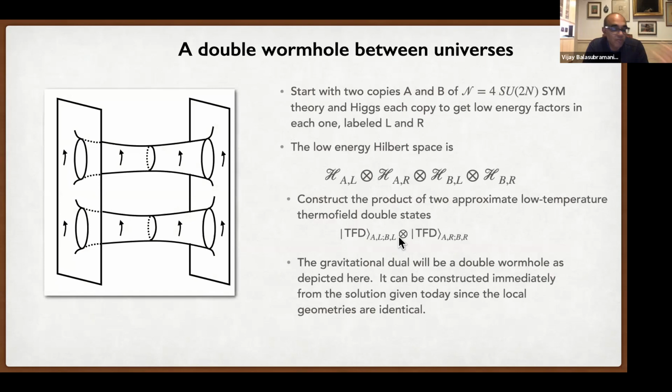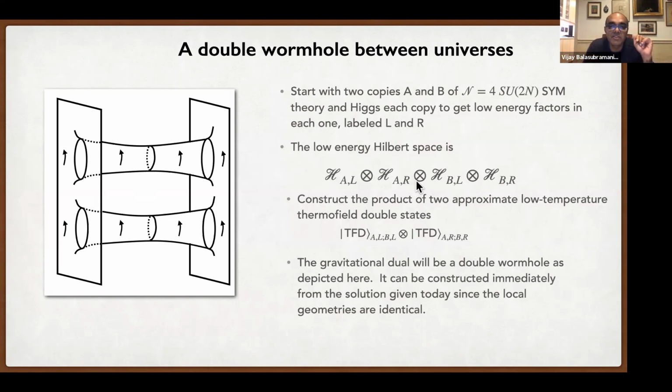So let me say one more thing before I end in view of the time. Suppose you started with 2 copies, A and B, of N=4 Yang-Mills, and then you Higgsed each copy to get low energy factors, one labeled L and one labeled R. Then you have a low energy Hilbert space which contains 4 factors. That's this factor here, this factor here, this factor here, this factor here, corresponding to these 4 throats. So then if you constructed the product of 2 approximate low temperature thermofield double states, one relating these 2 and one relating these 2, then this state, you would say, using usual AdS/CFT-ology, would be a double wormhole between the A and B factors, right?